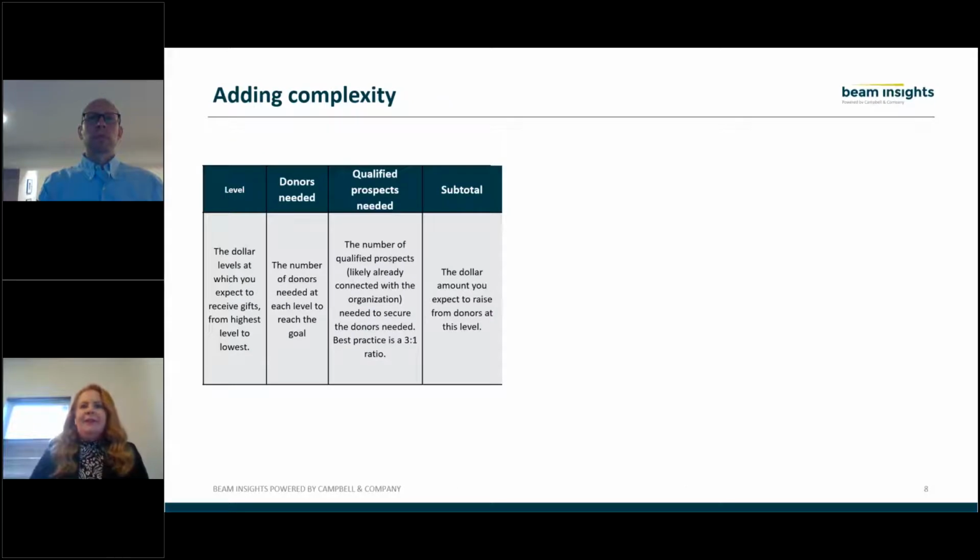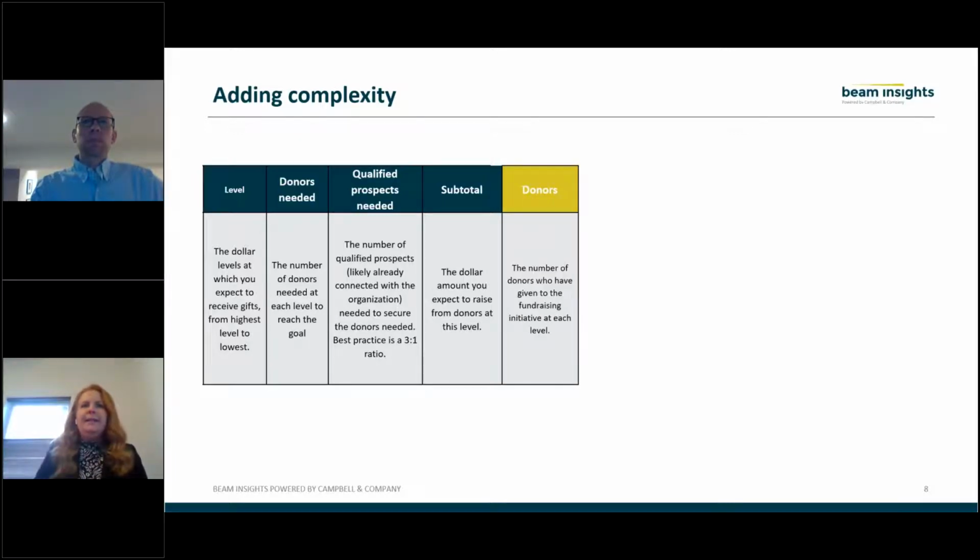So as we think about adding additional complexity or functionality to the gift table, it can really be used, as I mentioned, that one-stop shop tool for you in tracking and planning. So we have talked about these 4 columns already here, and then if we add an additional column, you can map the donors that have come in for your fundraising initiative to the gift table.